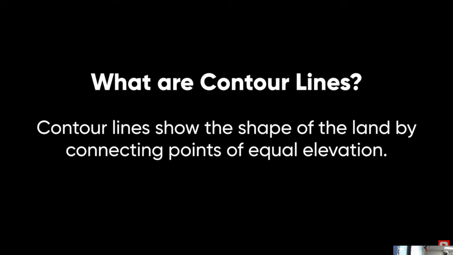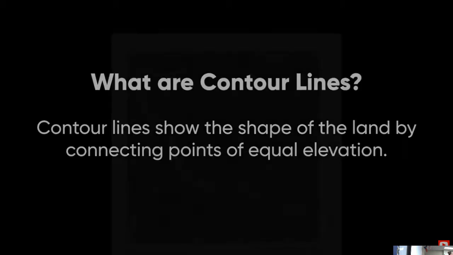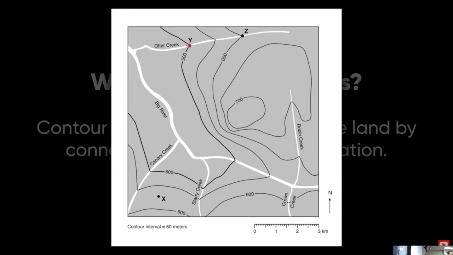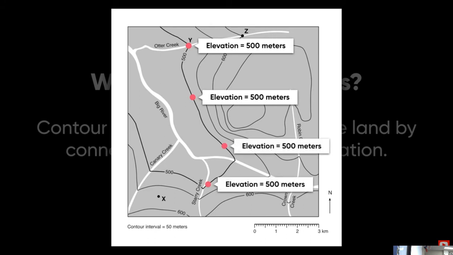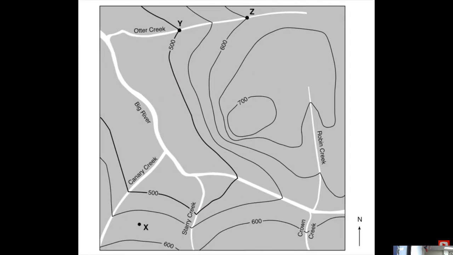Well, those contour lines that you saw running all over the map show the shape of the land, and they do it by connecting points that have equal elevation. Let me give you an example. Here's that map again. If I look at point Y on the map, I know its elevation is 500 meters, and I know that because point Y is located directly on the 500-meter contour line. By understanding contour lines, I know that any point on that line is going to have that same elevation. Of course, the other lines represent different elevations, and we'll look at that in a moment.